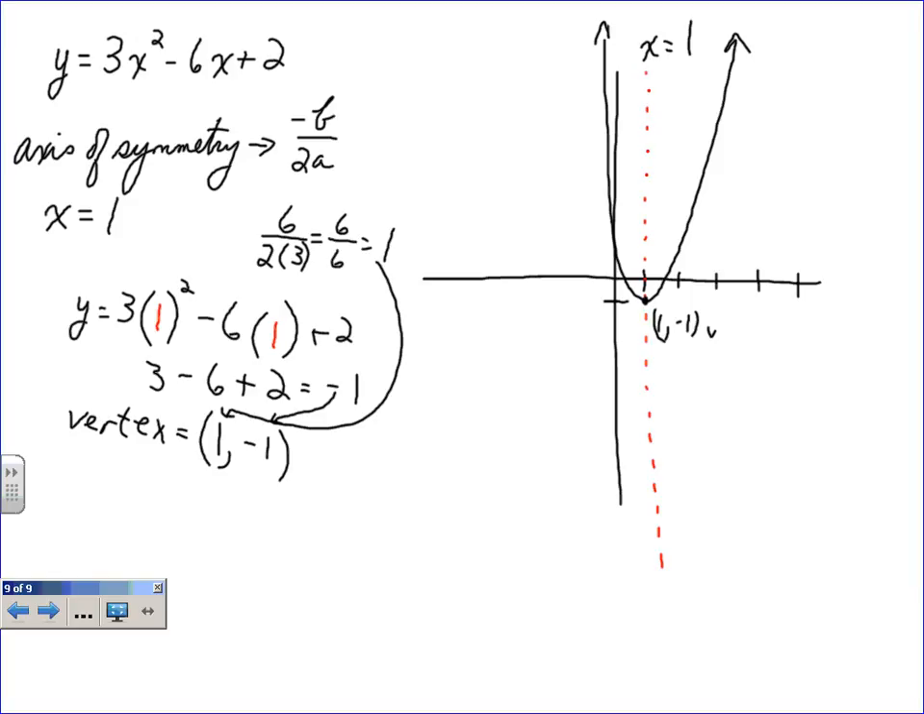Now, the vertex is 1 and negative 1. Is that a maximum value or a minimum value? Minimum. So we say this is a minimum value, because the parabola opens up, and this is the smallest value in that parabola. So we say that that's a minimum value.